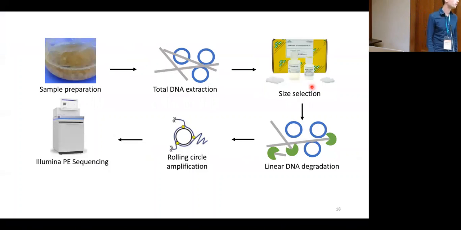Basically, the protocol to extract these is fairly simple. It uses mostly two enzymes. We have an exonuclease that digests linear DNA from our total genomic DNA, and then a Phi29 polymerase that amplifies the remaining circular DNA in the cell. Then we submit it for Illumina paired-end sequencing.